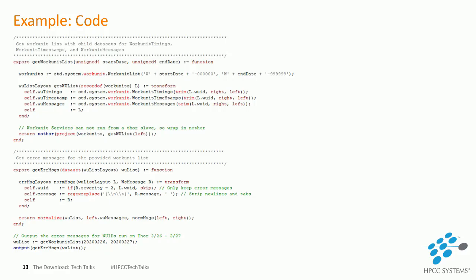If you're not running on HThor, you need to wrap the work unit services call in NOTHOR because it cannot run from a Thor slave. And once I have a list of the work units, I normalize the messages from the child dataset, skip over the messages that are not errors, and strip out the new lines and tabs from the messages. And this is just kind of a simplified example of what I'm doing.